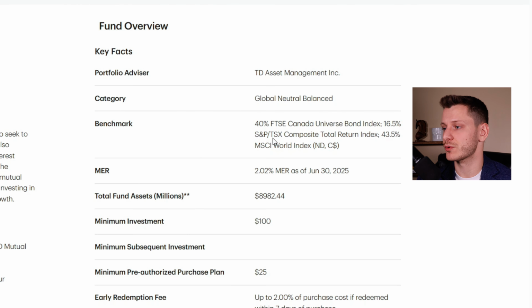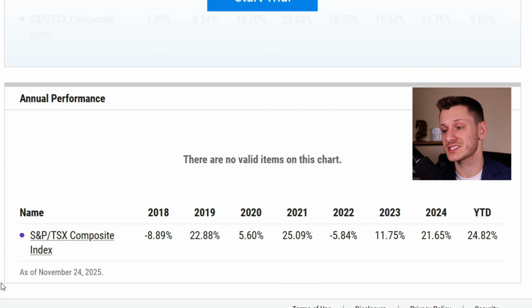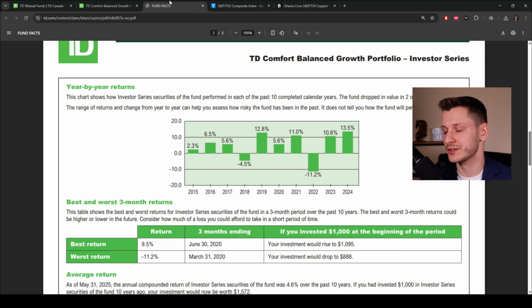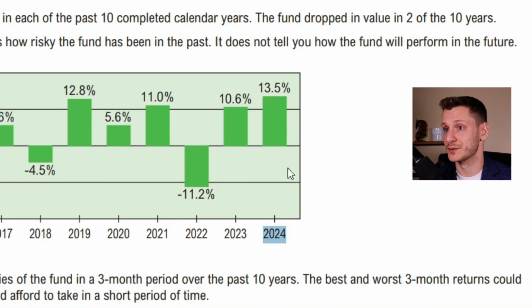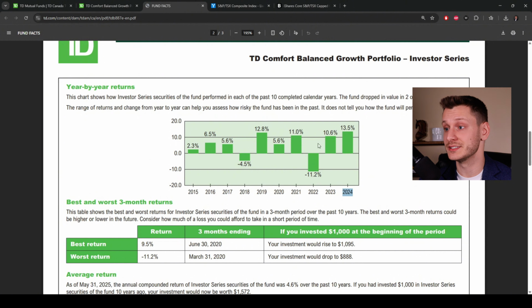So let's just say, for example, I'm going to take this. So let's say you found a mutual fund that takes the S&P TSX Composite Total Return Index. So here is the annual performance of this index. So for 2024, the index had a 21.65% return. And if we look here, the mutual fund only did 13.5. So it significantly underperformed. Next up, 2023, 11.75. The mutual fund actually did pretty good considering that you also have a 2% fee.